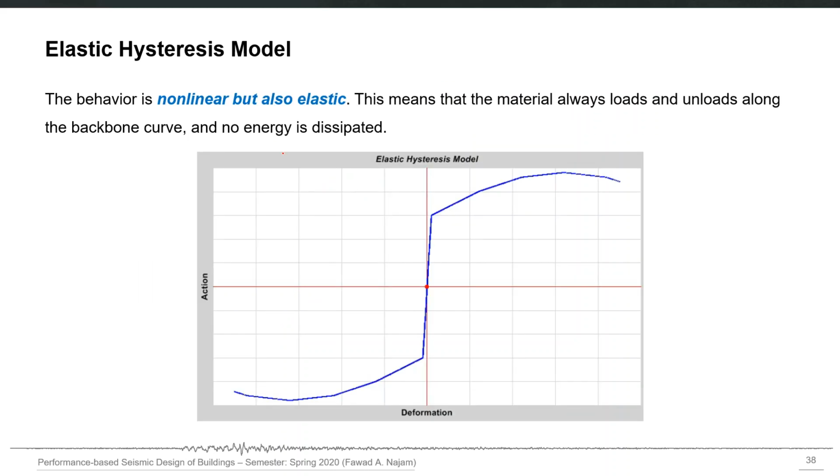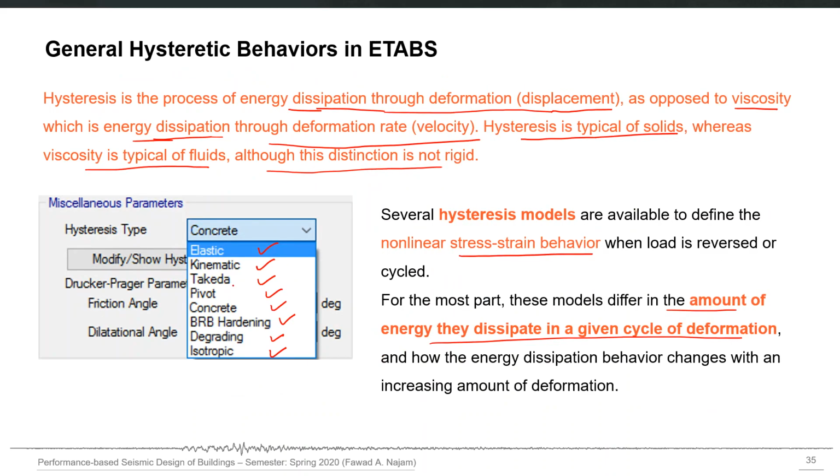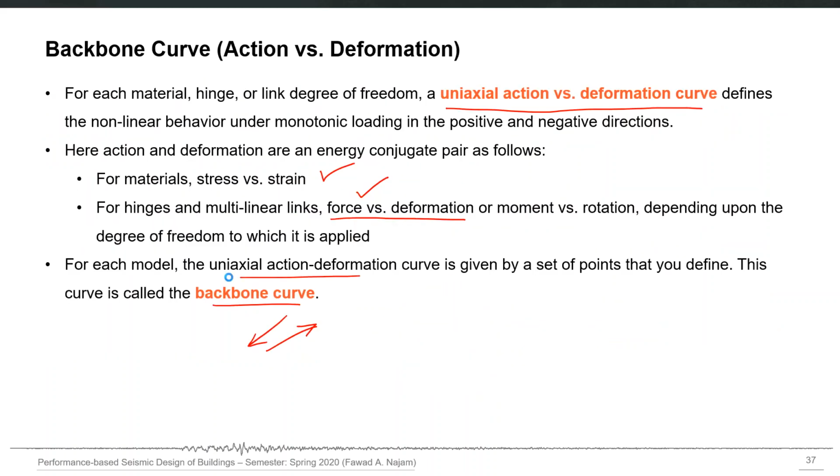For example, the very first one is called the elastic hysteresis model. If I go back and show you that list again, it has elastic, kinematic, Takeda model, pivot model, concrete model, BRB hardening, degrading model and isotropic model. So each one of them is suitable for a particular nonlinear component. Some can be used for unreinforced concrete stress strain behavior. Some can be used for plastic hinge of a reinforced concrete beam, for example. So each of the hysteretic types is suitable for a different application.